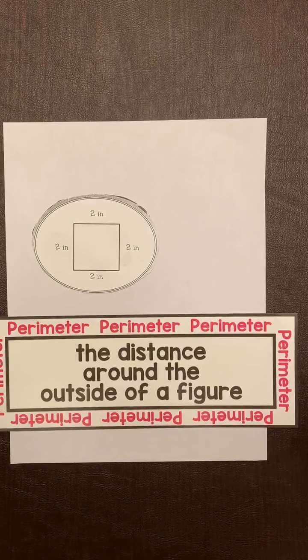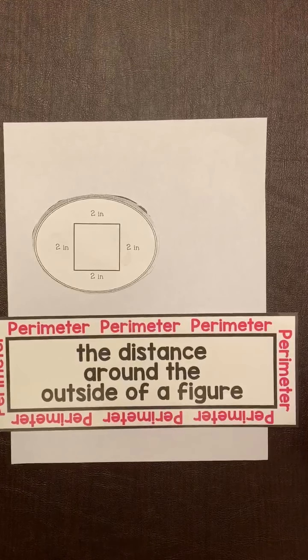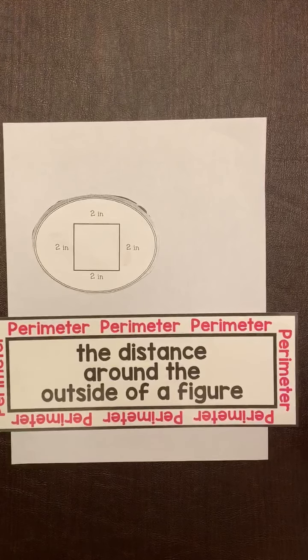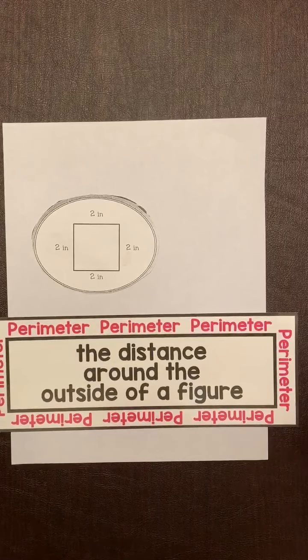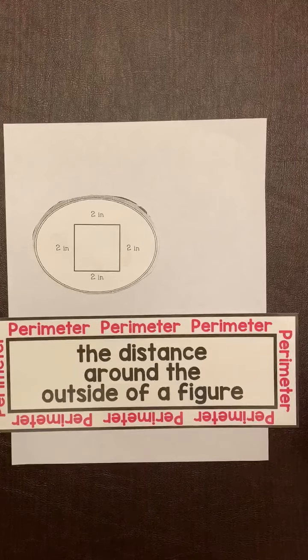What does the word perimeter mean? Perimeter means the distance around the outside of a figure. Today, we're going to look at measuring the length of the perimeter of a 2D shape. So let's look at the square that you see.